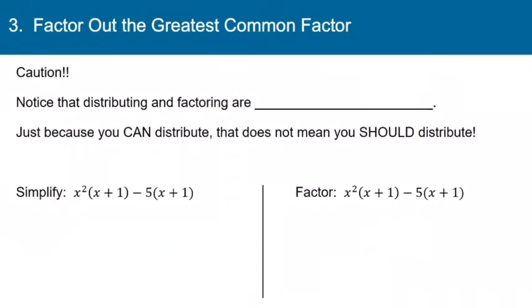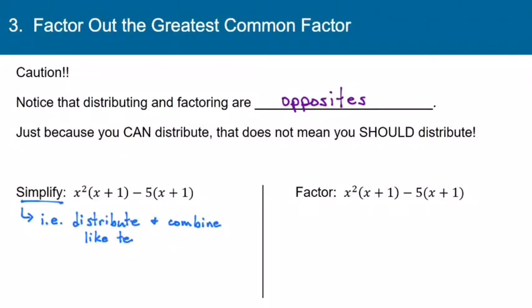Now I want to caution you about a mistake that a lot of people make, and I mentioned it a little while back. Notice that distributing and factoring are opposites. They are opposite processes. Just because you can distribute does not mean that you should distribute. So here notice that I have the same expression written twice, but these are very different problems. So this first one has instructions that say simplify. And remember, simplify means to distribute and combine like terms.